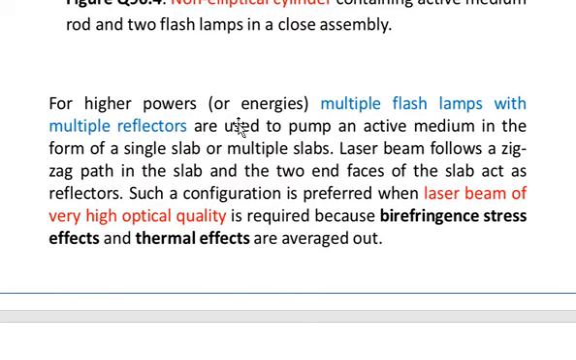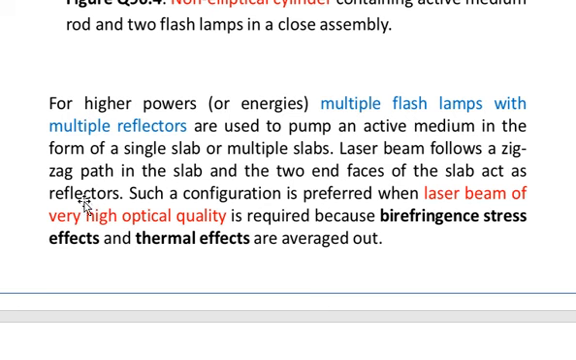For higher powers or energies, multiple flash lamps with multiple reflections are used to pump an active medium in the form of a single slab or multiple slabs. You see that here we can use the active medium in the form of a slab. And then we can use multiple slabs as the active medium, and similarly we can use multiple reflectors. Multiple flash lamps with multiple reflectors can be used when we are using the active medium in the form of a single slab or multiple slabs.